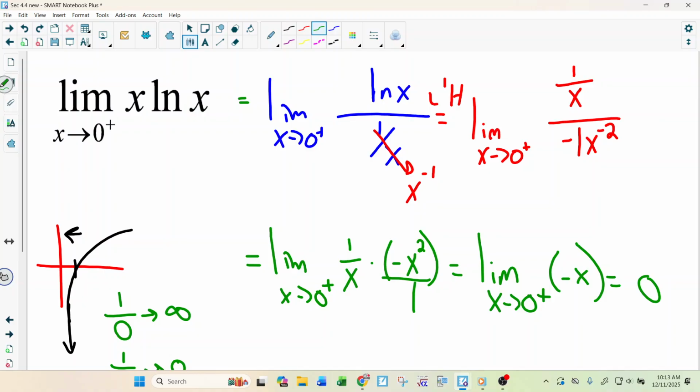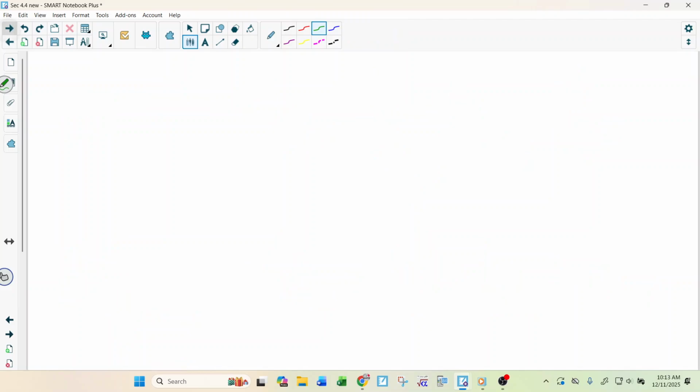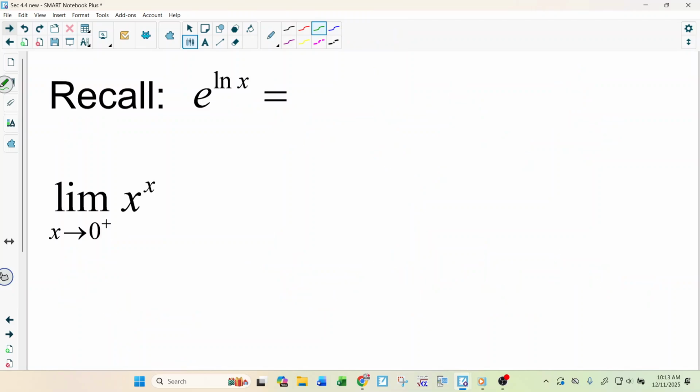All right, let's try another one. Let's say we have x to the x. This is the indeterminate form of 0 to the 0. So if we plug in 0 here, we get 0 to the 0. We have to figure out how to do that. Now, there's going to be a trick.